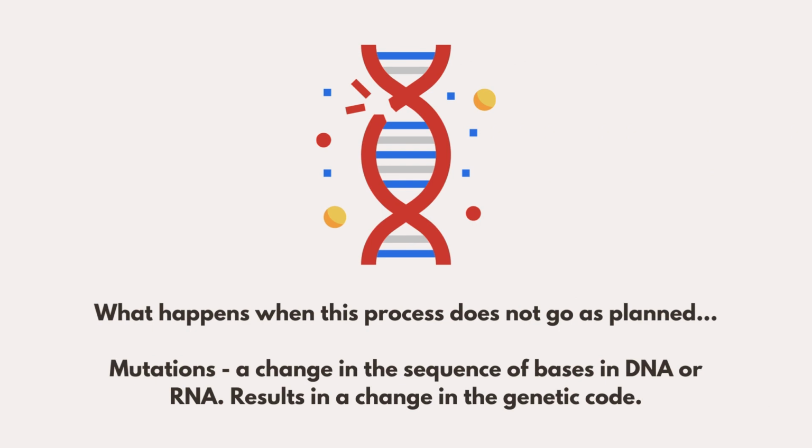So then what happens if the process of DNA replication does not go as planned? Insert mutations, a change in the sequence of bases in DNA or RNA. Mutations result in a change in the genetic code. Everyone has mutations. In fact, most people have dozens or even hundreds of mutations in their DNA.